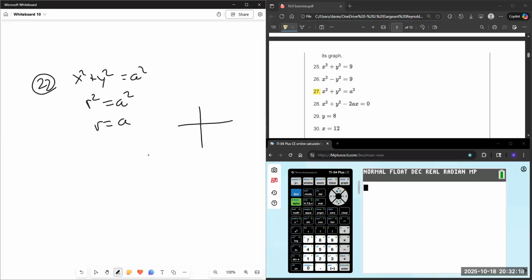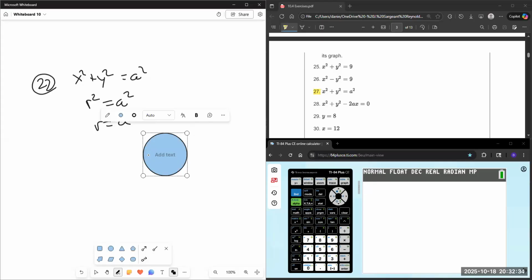And I'll try my best to draw this without a compass. It's really not a great circle. Let's see, this can draw shapes for me. Circle. There we go. Circle of radius a. That's what I want.